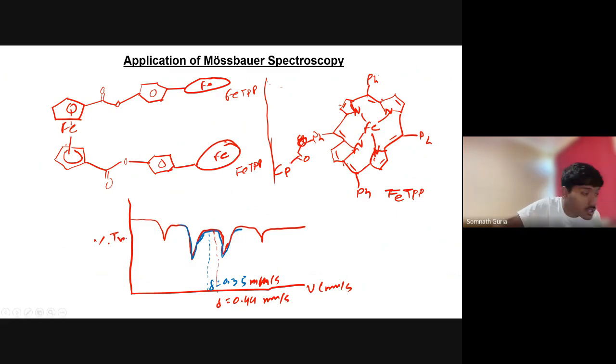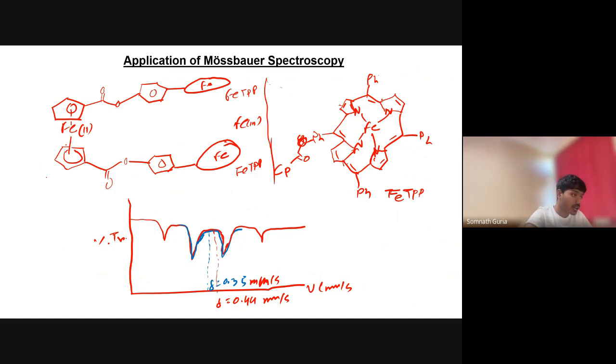Okay, this is the problem we have. Now the question is, which delta value represents which iron center? We have an iron over here. We know all along this is iron 2, and in this iron TPP, Fe is iron Fe3. So which one is which and why? Now let's solve this problem.